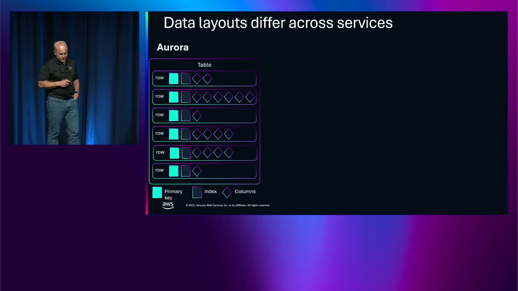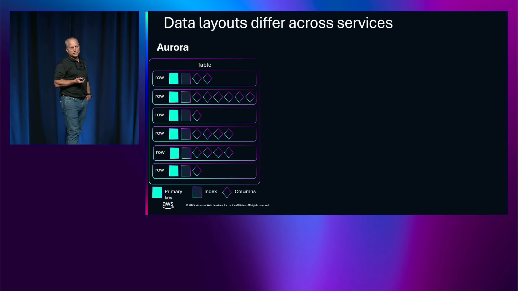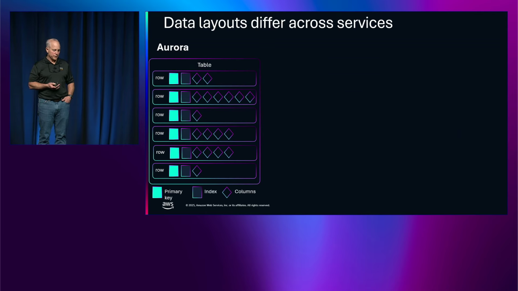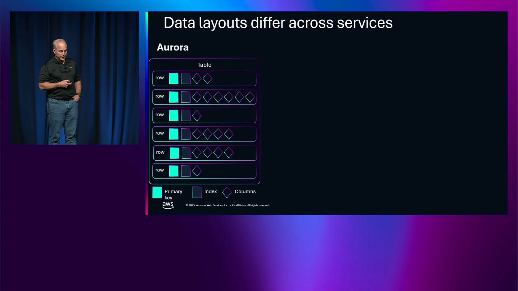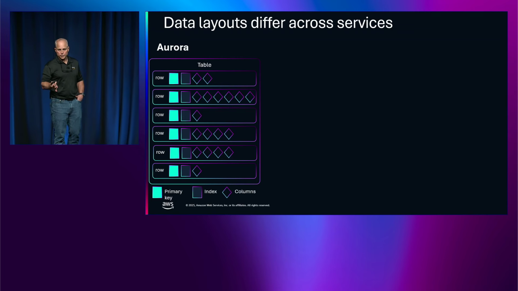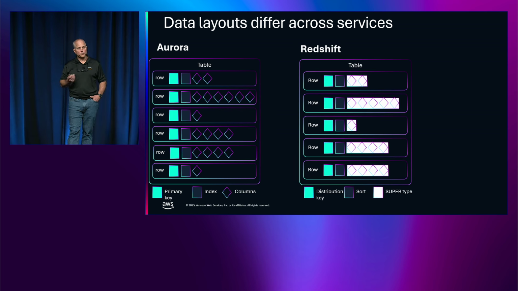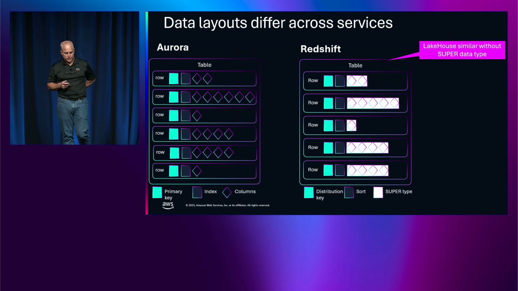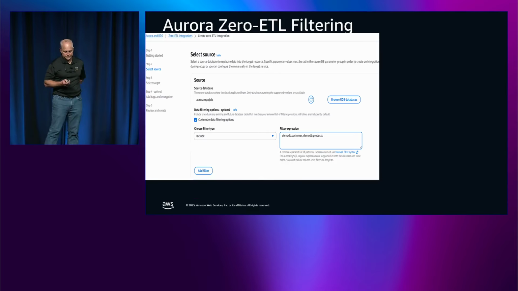All right. So now let's walk through our data setup again. So on Aurora, it's a relational database, whether it's MySQL or Postgres. It has primary keys, indexes, and it has your columns in there just like your relational database would. Now, going to Redshift, Redshift is also kind of relational, but it is a columnar format of the data. And then you also have that super data type like we talked about earlier. So we have to map that. And then Lakehouse, similar, just doesn't have the super data type.